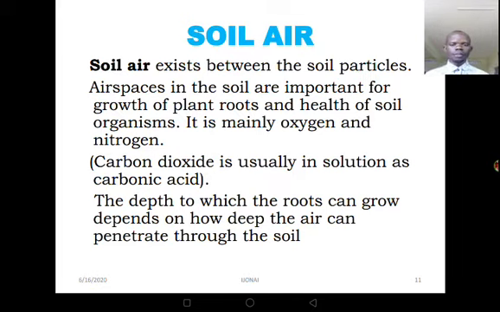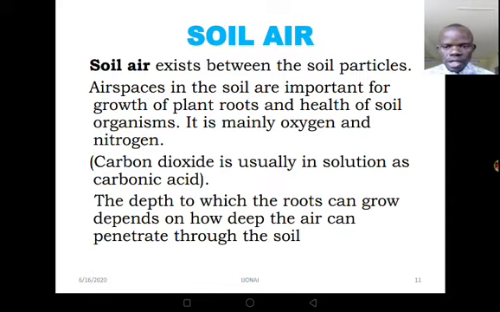Now, we move to the next component of soil, and that is soil air. Do you realize that in soil we have air between the soil particles? In soil we have air spaces, and these air spaces are important for growth of plant roots and the health of soil organisms, because it is in these air spaces that we get our soil air existing.